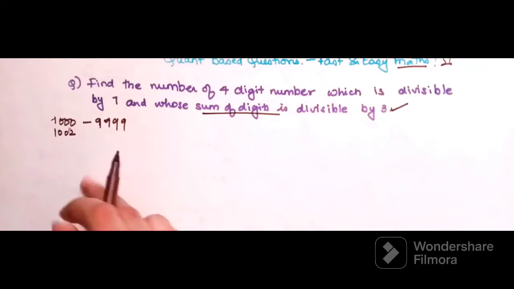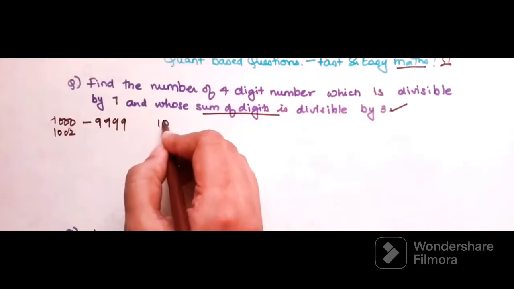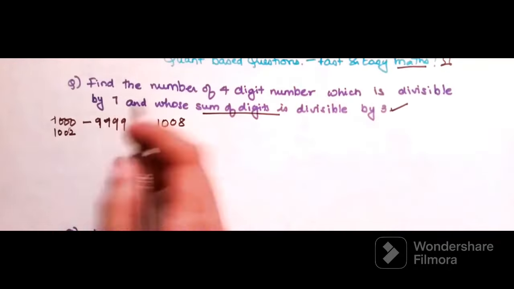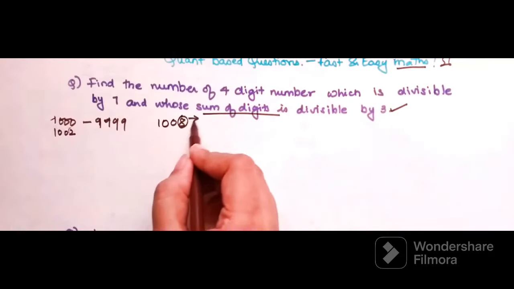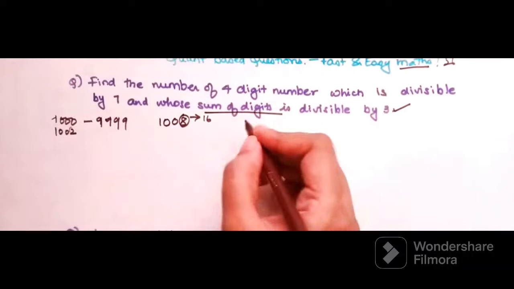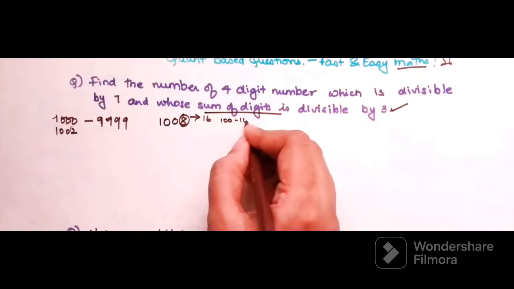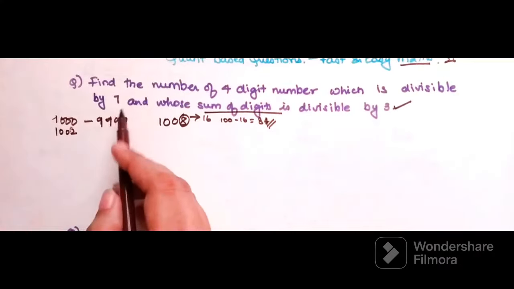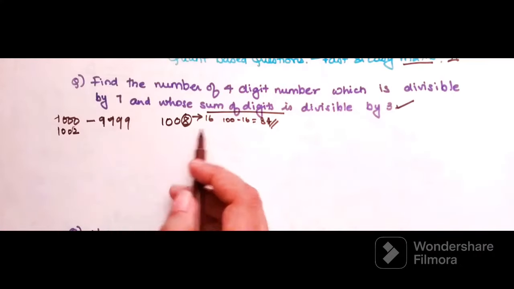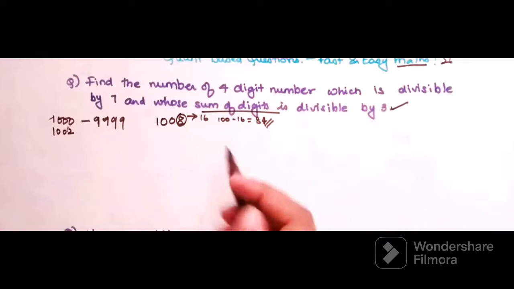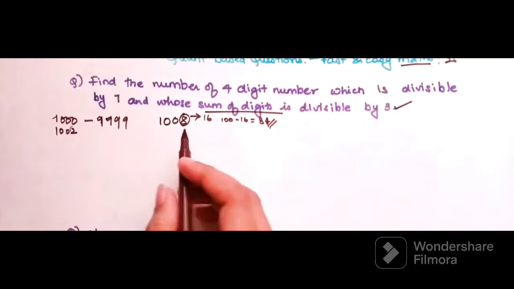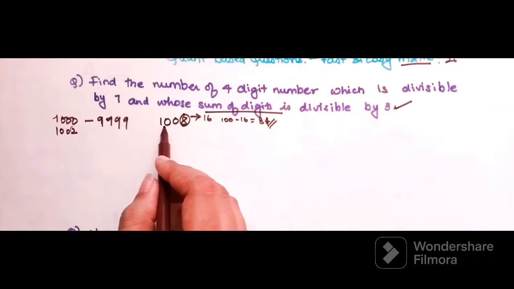Doing so on and so forth, you will realize that 1008 is a number which is divisible by 3 as well as 7. Let's check. 8 when doubled gets you 16, and when you subtract 100 minus 16, you get 84, and that is divisible by 7. So 1008 is divisible by 7, as well as 1 plus 0 plus 0 plus 8 gets you 9, which is again divisible by 3. So we know that the first number will be 1008.